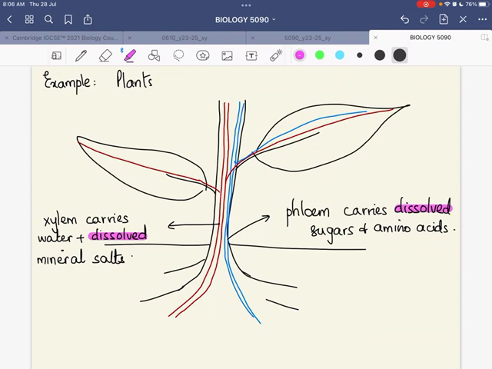Because if the plant cell does not get water and dissolved mineral salts, it won't be able to make food. Similarly, once the food is made inside the leaf, those dissolved sugars and amino acids will be carried from the leaf to different parts of the plant. So all this cannot be possible without water. And since water is a universal solvent, it can dissolve the mineral salts, and it can dissolve the sugars and the amino acids also. So this gives us a role of water in the plants.